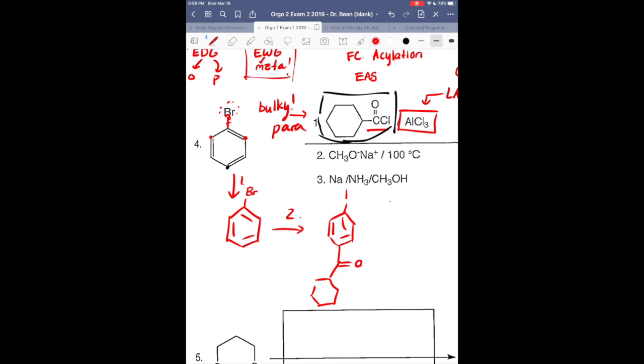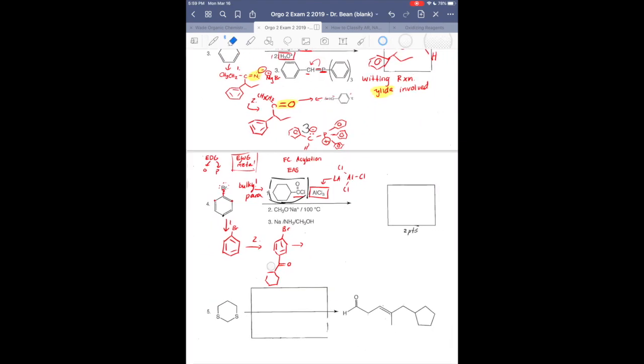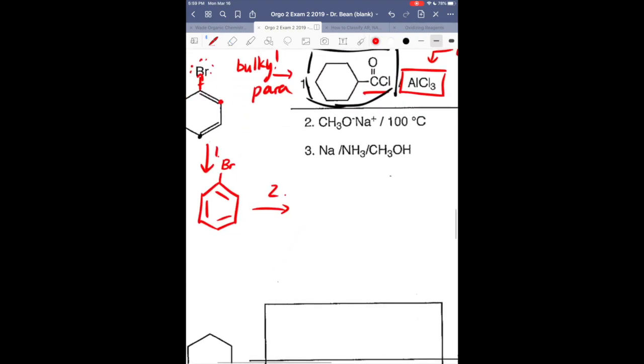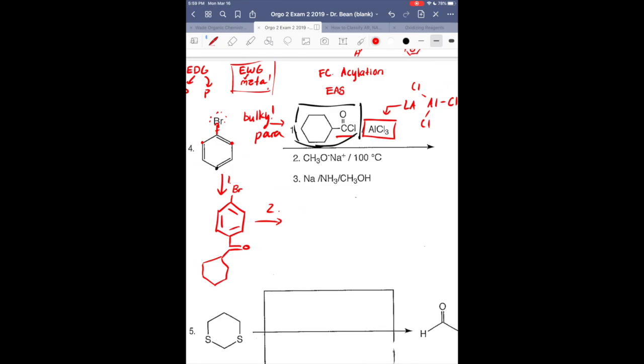So we attach everything. Bromine is still there. And that's what we get for step number 1. Okay, so now let's look at step number 2 and see what we have.